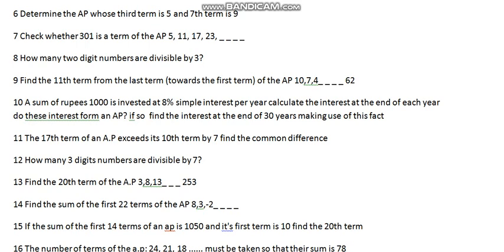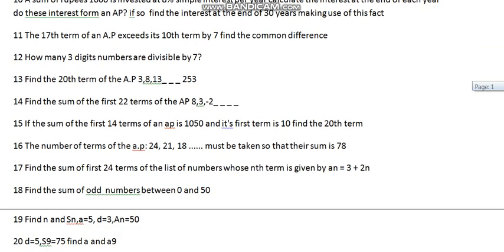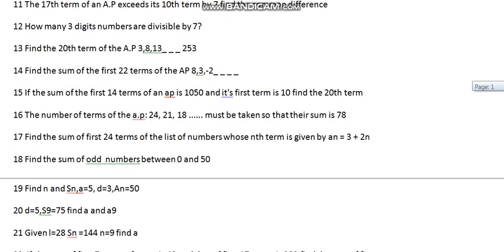Then the 11th one. The 70th term of an AP exceeds its 10th term by 7. Find the common difference. See, I have selected very different questions which are obviously asked in your exams. Prepare these questions, go through this, practice. You will get the whole sequence lesson. Arithmetic progression becomes perfect with this one. That way I have selected the questions. Okay, now look at this one.